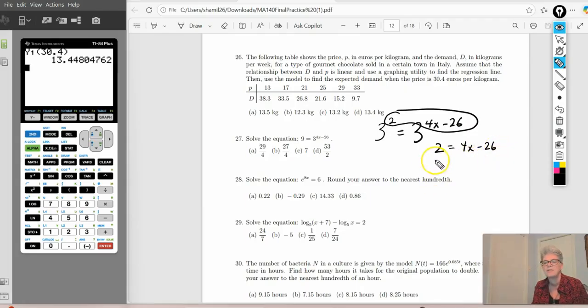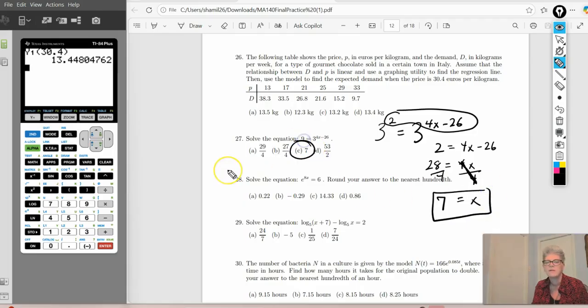I'm going to add 26 to both sides. And then I'm going to divide both sides by 4. And so I have x is 28 over 4, which is 7. So the answer there is 7.